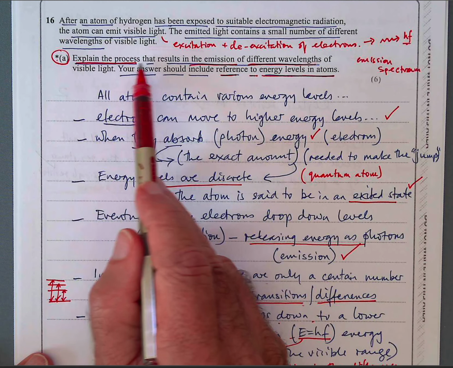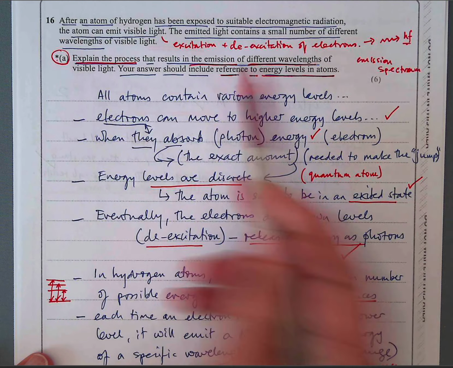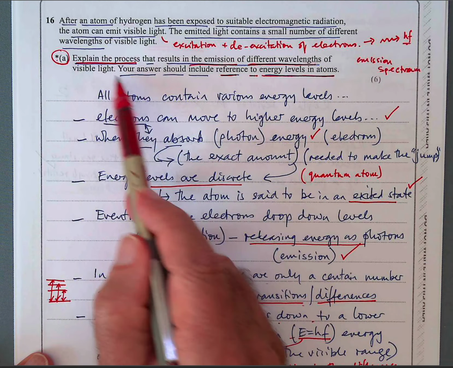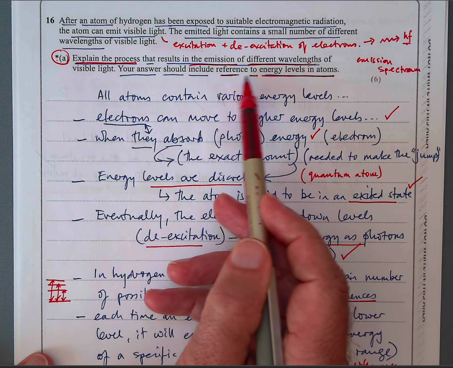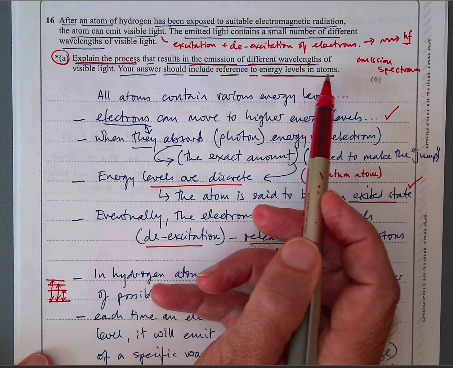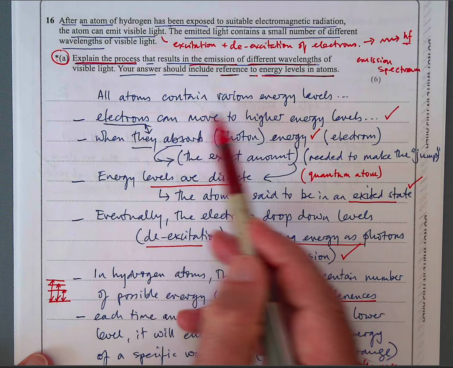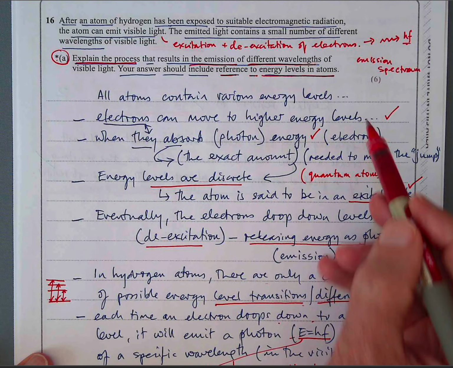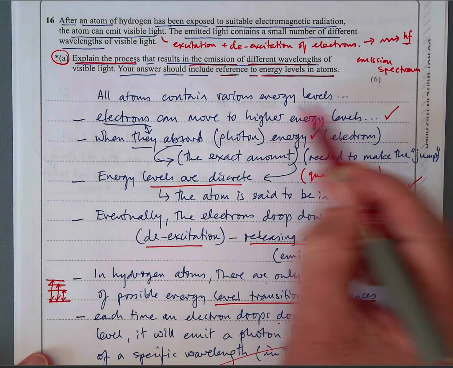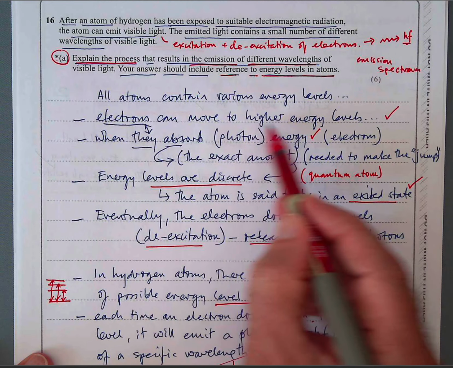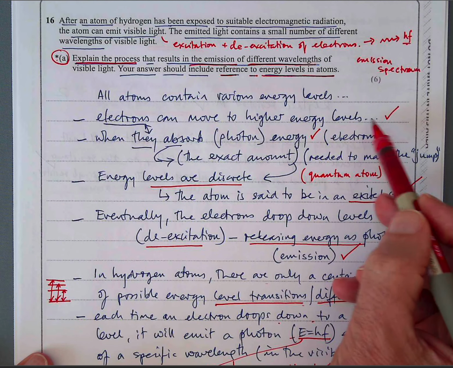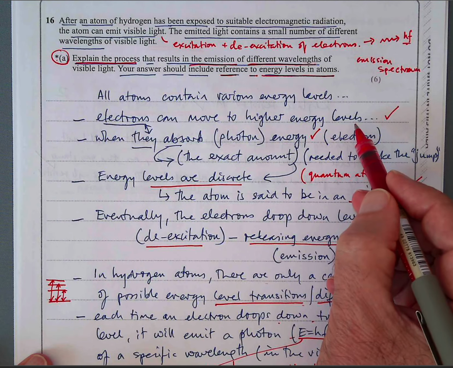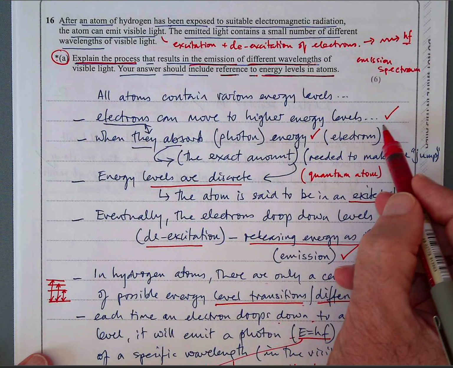Explain the process, it says, that results in the emission spectrum of different wavelengths of visible light from the hydrogen atom. Your answer should include reference to energy levels in atoms generally. So all atoms contain various energy levels. Hydrogen atoms contain the fewest. So that's just the underlying, you haven't got a mark yet. Electrons can move to higher energy levels, okay, when they absorb energy, obviously. So that's 1 mark.